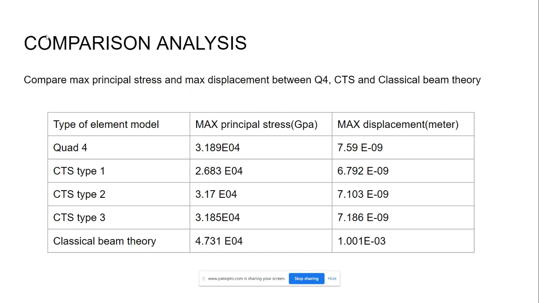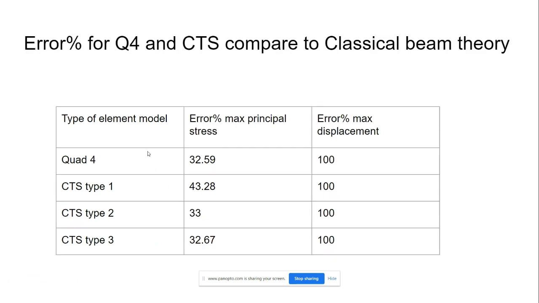And after getting the information, I compute it into the tables. So this table shows all of the maximum principal stress and the maximum displacement for each element model. And also here the classical beam theory is calculated by the analytical theory and getting the theoretical result. So this error compares Q4 and CTS to classical beam theory.